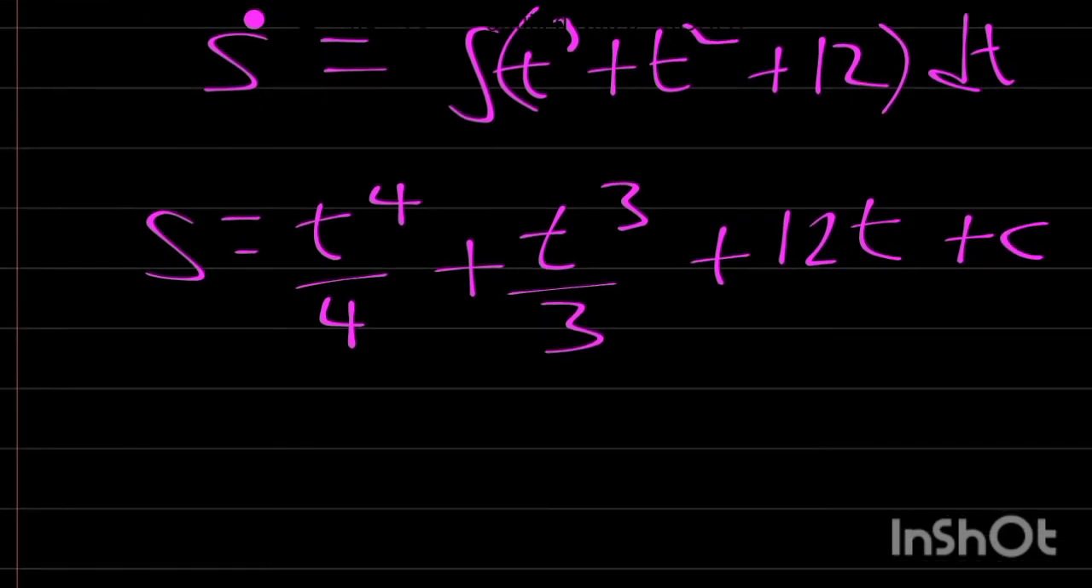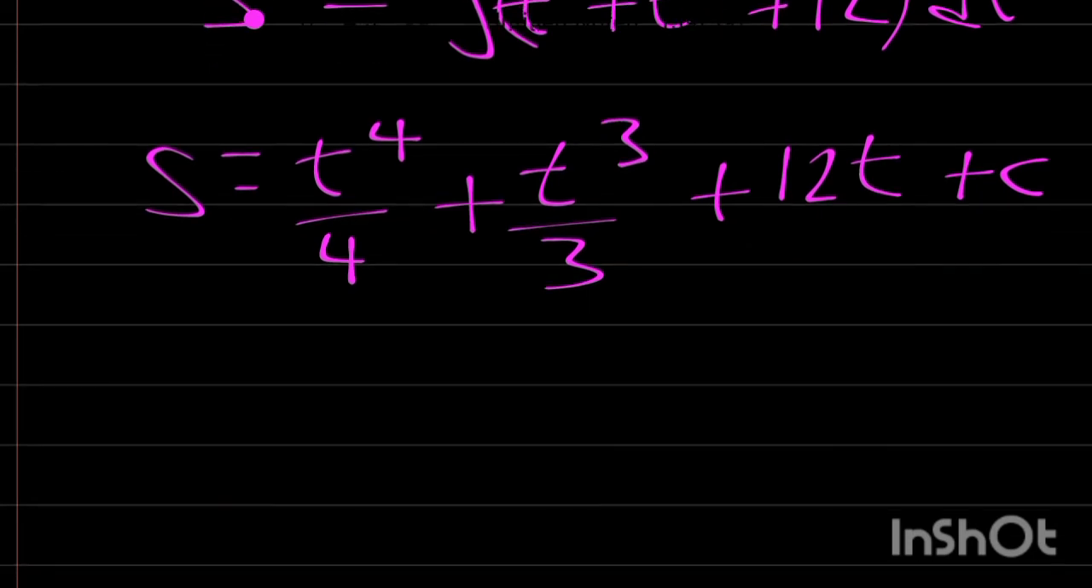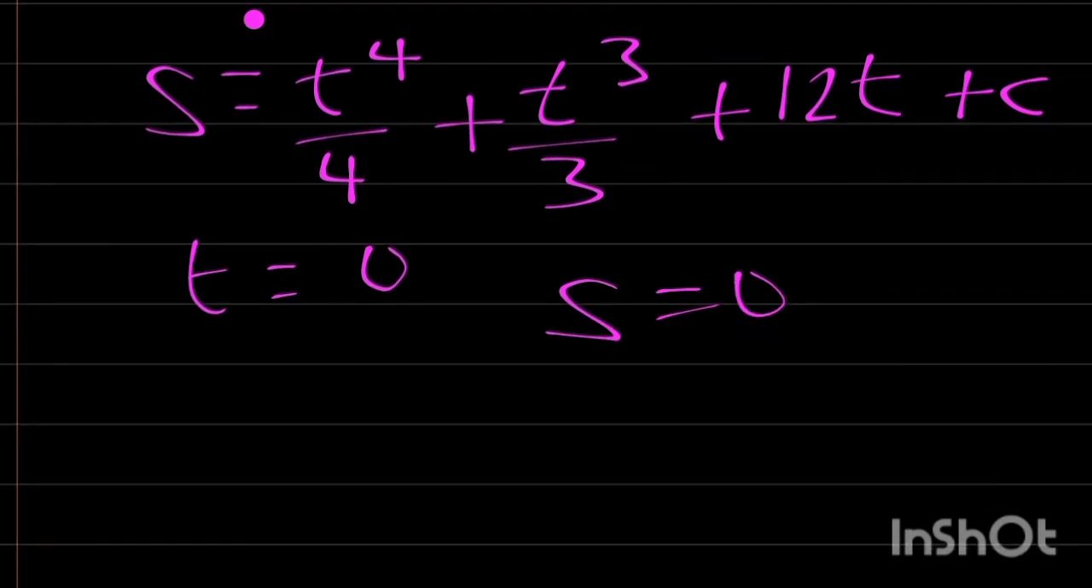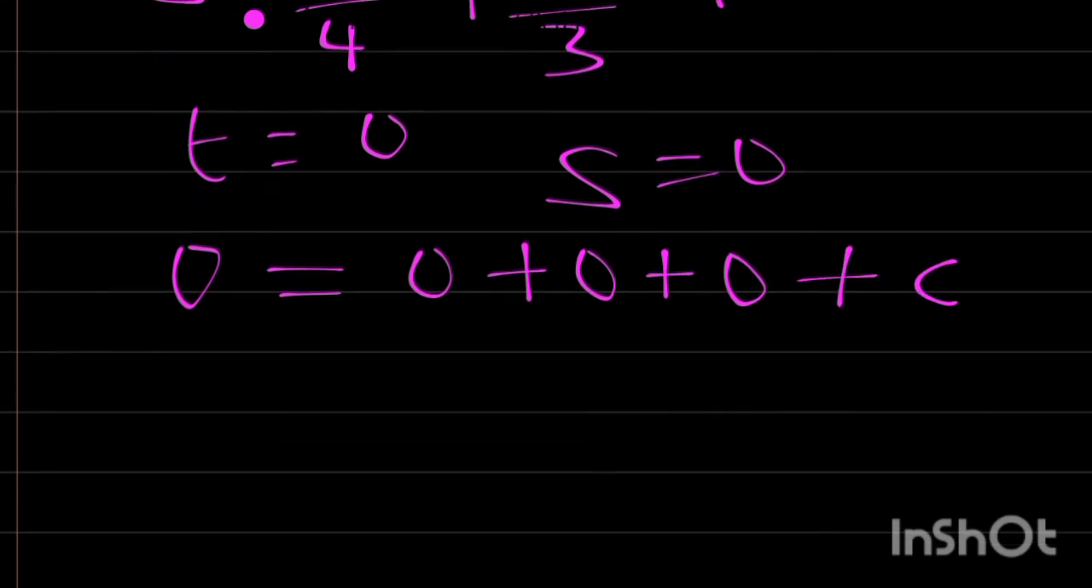But the question says that we should calculate the distance from O. That is, the initial condition is 0, the distance from O. And at that O, that is at the origin, the time is equal to 0, and the distance covered at O is also equal to 0. So let's substitute these two values in this equation. I have 0 is equal to t is 0, 0 plus 0 plus 12 times 0, 0 plus C. That means that C is equal to 0 at the origin. No distance has been covered from the origin.